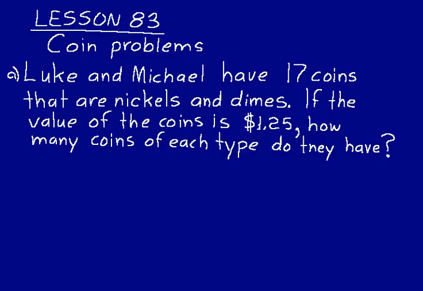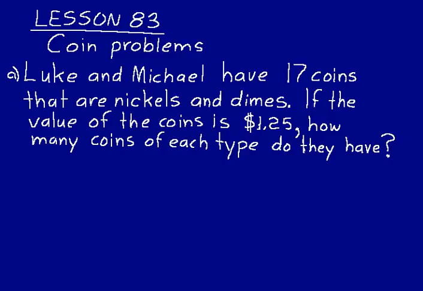Before, you were already given the equations. Now you have to make them based on what the word problem says. Then you solve the problem. So look at practice problem A and let's read that through. It says Luke and Michael have 17 coins that are nickels and dimes. If the value of the coins is $1.25, how many coins of each type do they have?